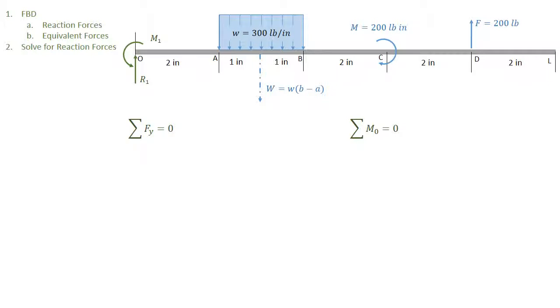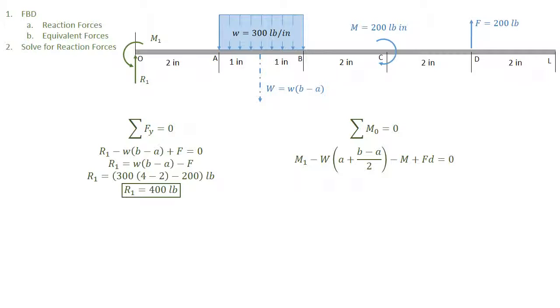I'm going to sum forces in the y direction, and I'm going to sum moments about the origin O. Summing forces in the y direction, I'll get R1 minus W plus F, and say that's equal to 0. Substituting in for the values, I'll get that the reaction force R1 is equal to 400 pounds.